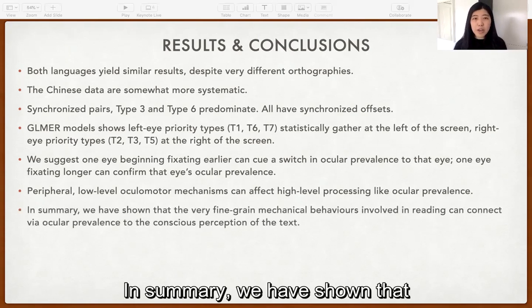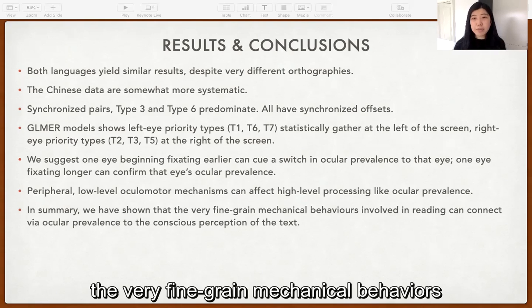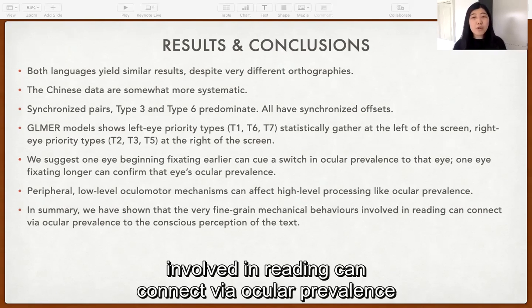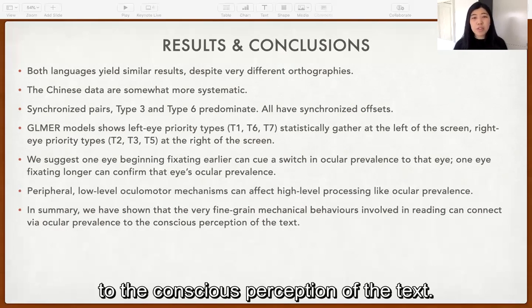And in summary, we have shown that the very fine-grained mechanical behaviors involved in reading can connect via ocular prevalence to the conscious perception of the text.